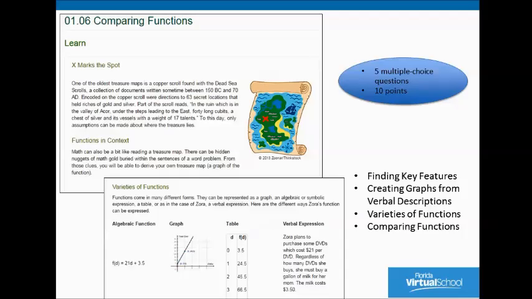1.06, we are comparing functions. The hook for this lesson is about a map, you can see. And in this lesson, the students are learning about key features of graphs, creating graphs from verbal descriptions, varieties of functions, and comparing functions.